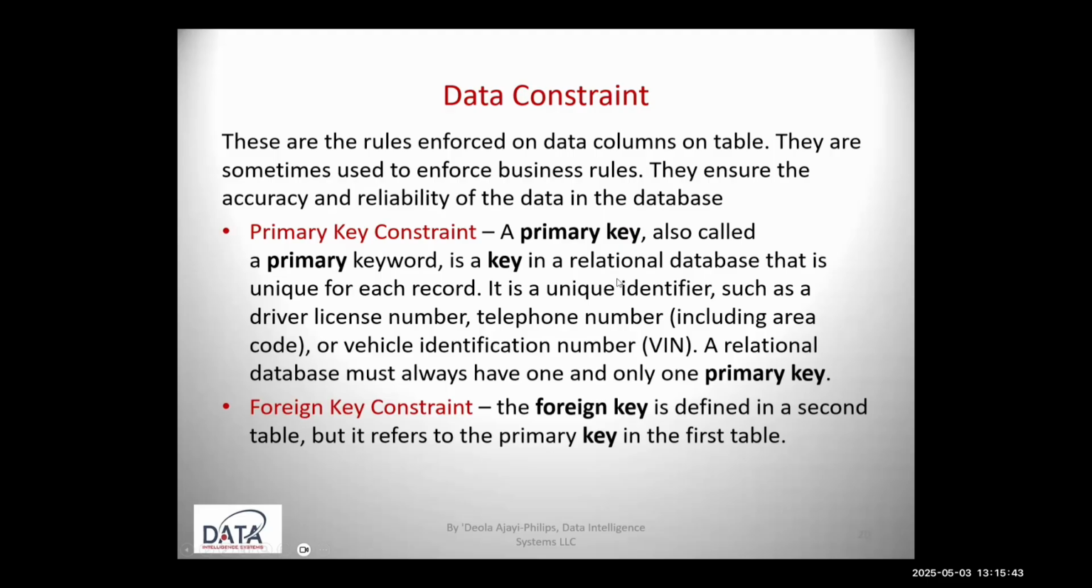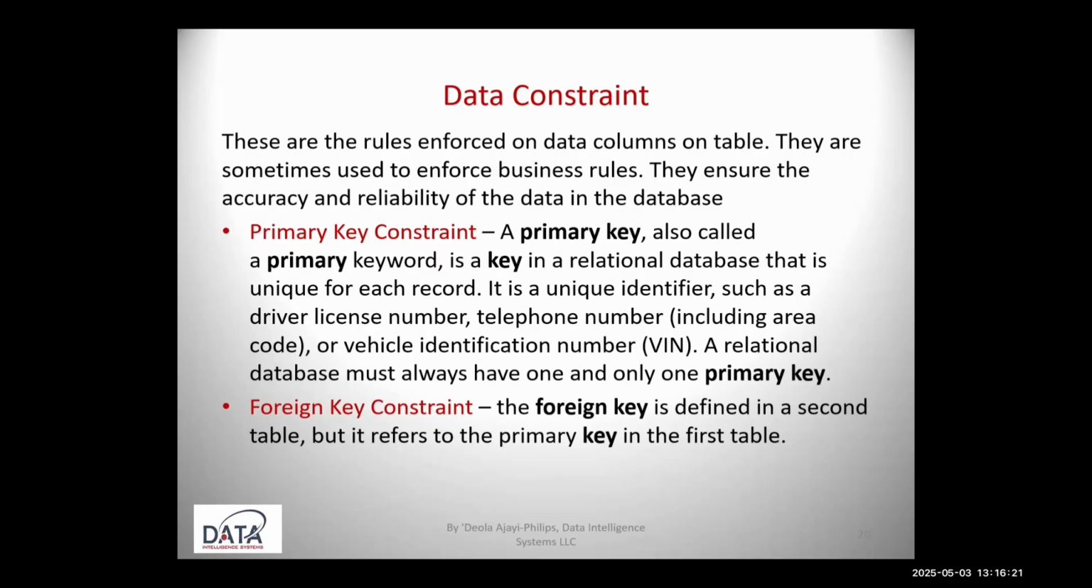A primary key, also called a primary keyword, is a key in a relational database that is unique for each record. If I see every one of you, I'm going to open my database. Automatically, when I enter your name into my system, it will assign a number to you. Because I don't want numbers to conflict. That's why I would always want to let the system create the number for me.